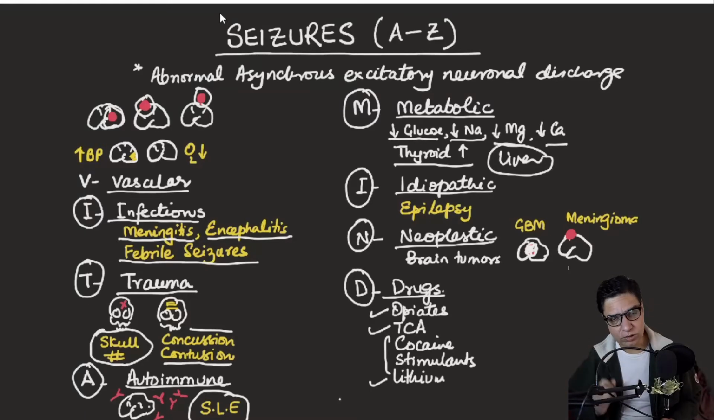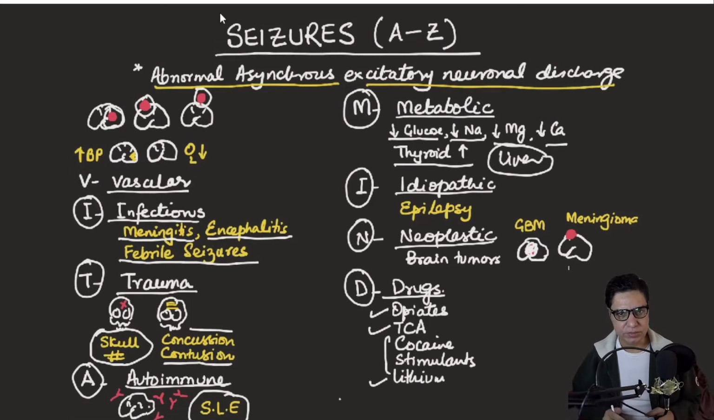So this talk is going to focus on seizures. We will be discussing everything A to Z of seizures in children. In particular, we would be focusing on the causes, the pathophysiology, the diagnostic workups, and the principles of treatment. Let's start with the definition. So the very simple definition of seizures is abnormal asynchronous excitatory neuronal discharge.